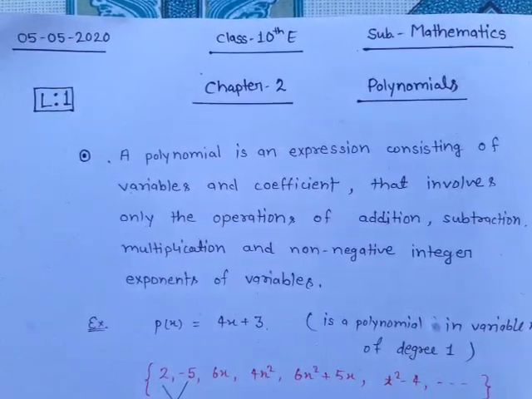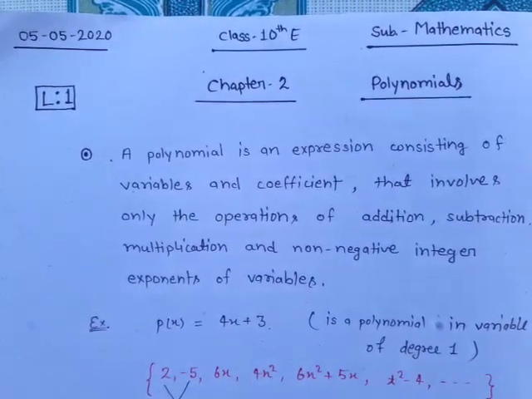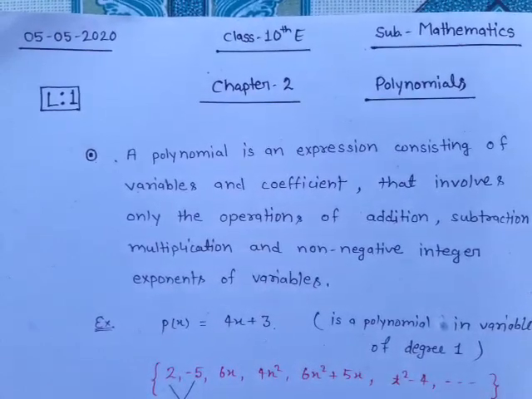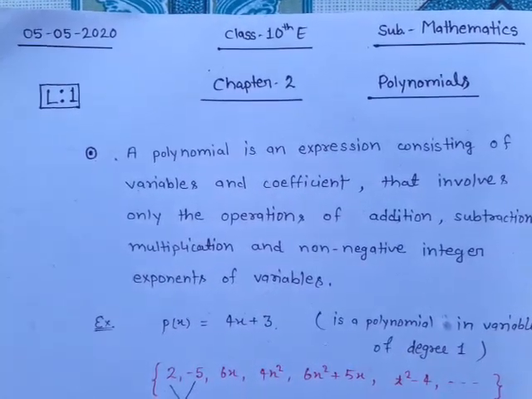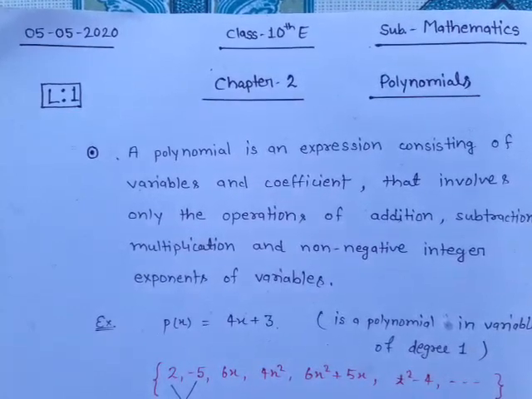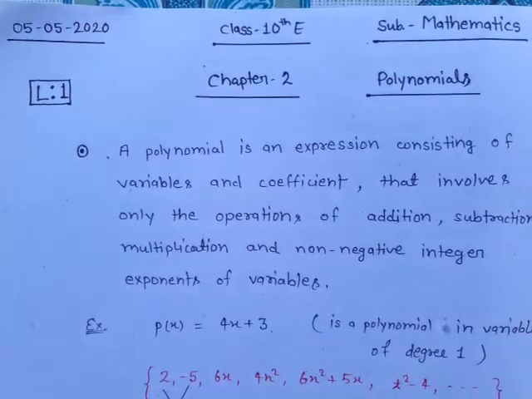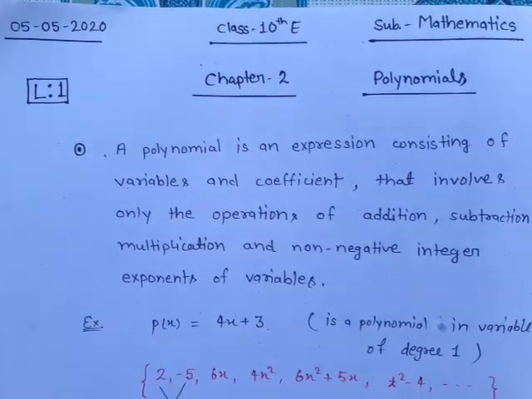Now polynomial is combined from two terms, just like poly and nomials. Poly means many and nomials means terms. That expression which has many terms, we say that it is a polynomial. Here we give a systematic definition of polynomial.